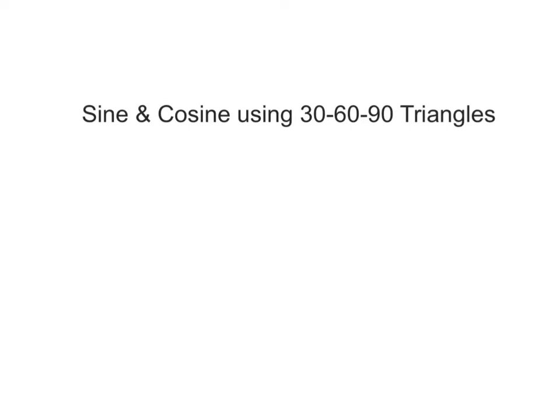Okay, so now we're going to take our knowledge of 30, 60, 90 triangles and incorporate that into finding the sine and cosine of these angles on the coordinate plane. So we're going to be using the knowledge from last time with sine and cosine with 45, 45, 90-degree triangles and incorporating that, but instead we're using a 30, 60, 90 triangle.